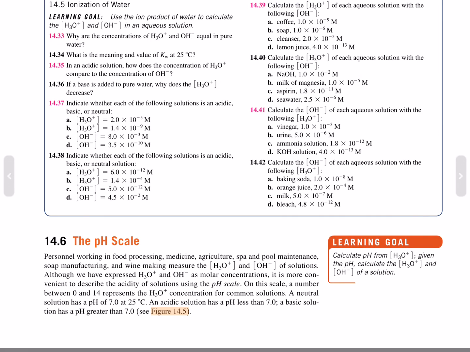On this scale, a number between 0 and 14 represents the hydronium concentration for common solutions. A neutral solution has a pH of 7 at 25 Celsius, an acidic solution has a pH less than 7, and a basic solution has a pH greater than 7.